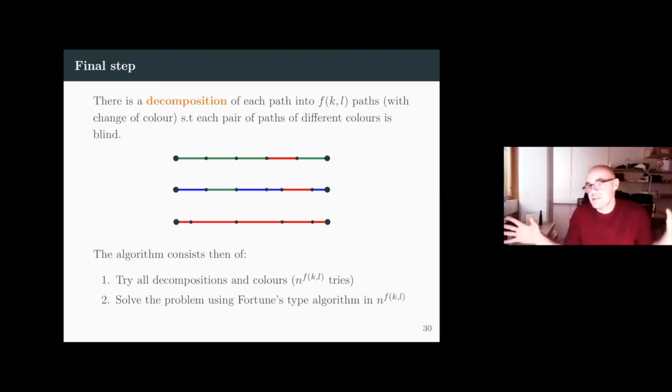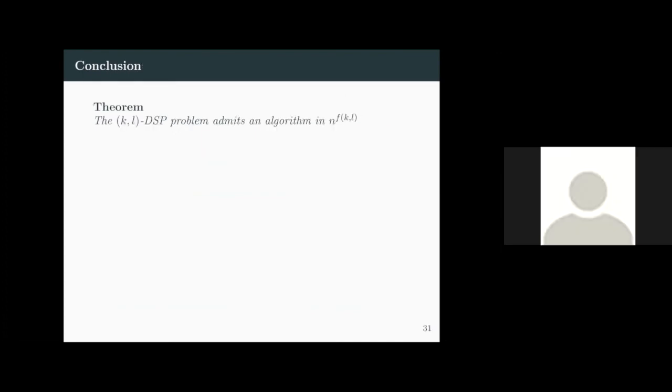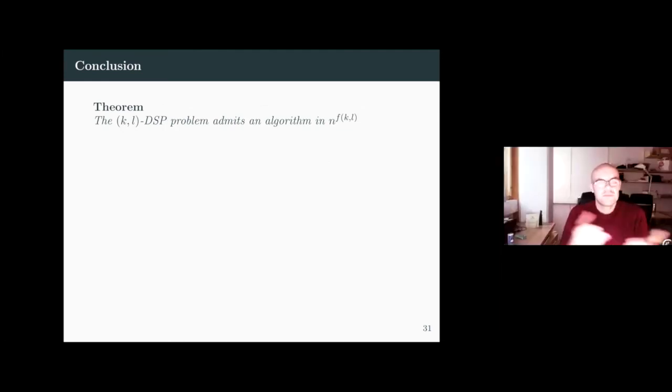So that's basically the whole proof. Okay, so as a conclusion, what I present to you is the following theorem: the k,l DSP problem admits an algorithm running in n to the f of k,l. Okay, so basically XP.